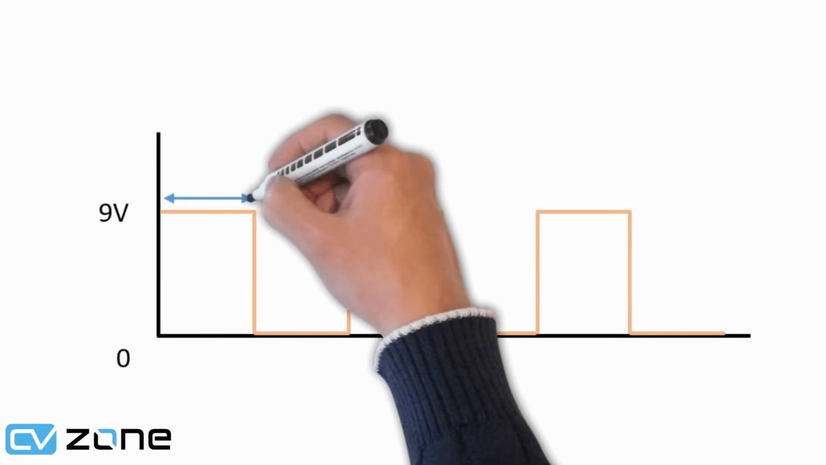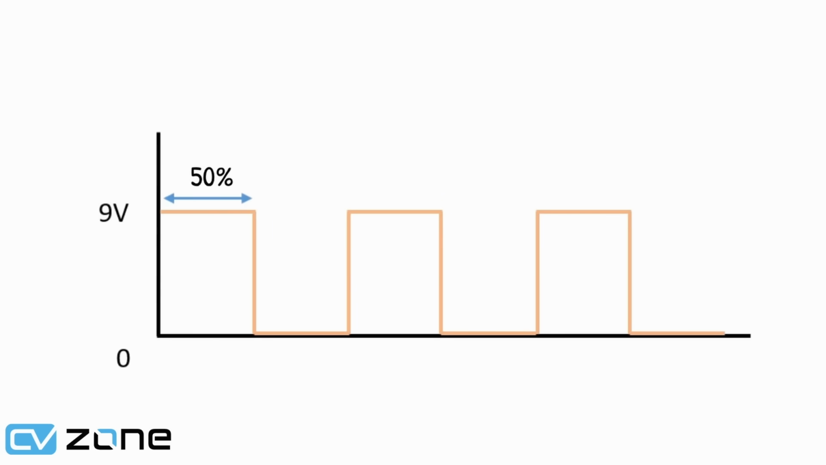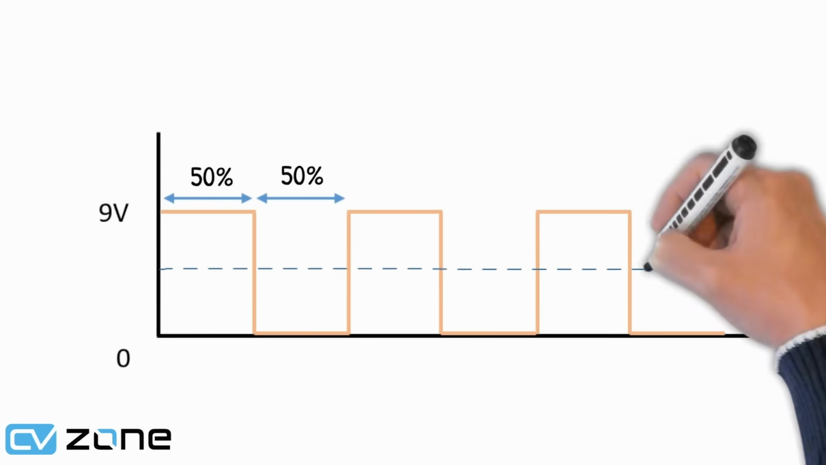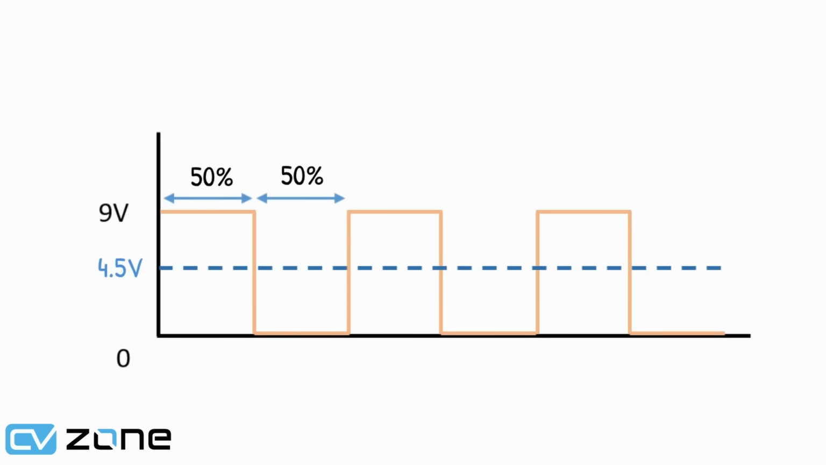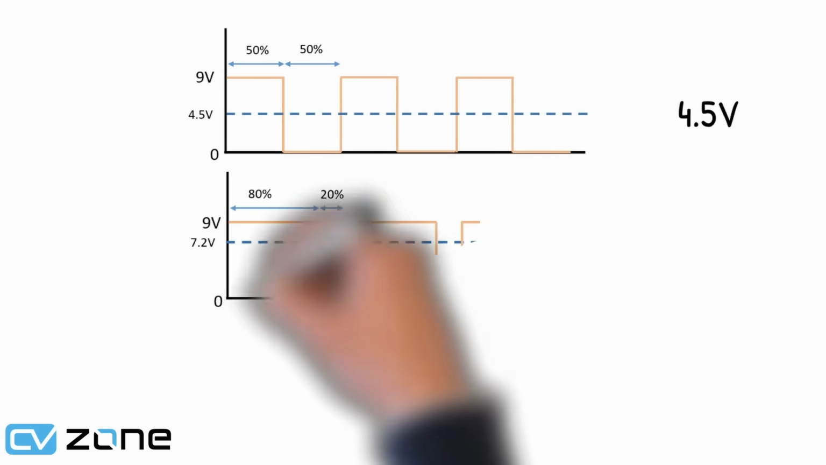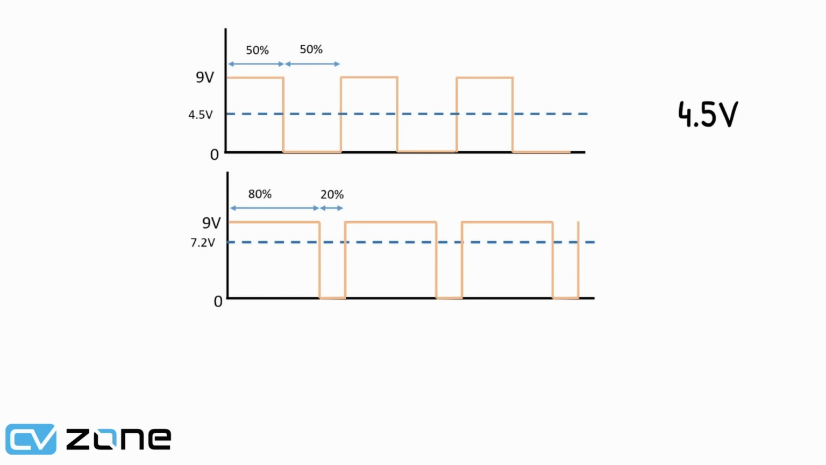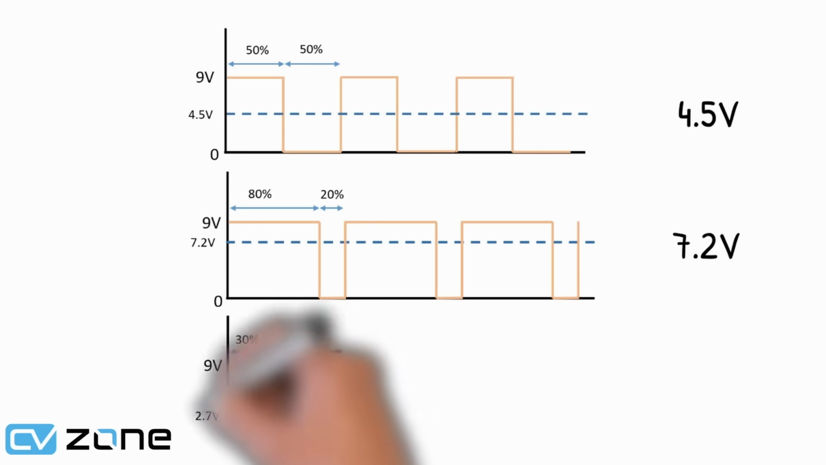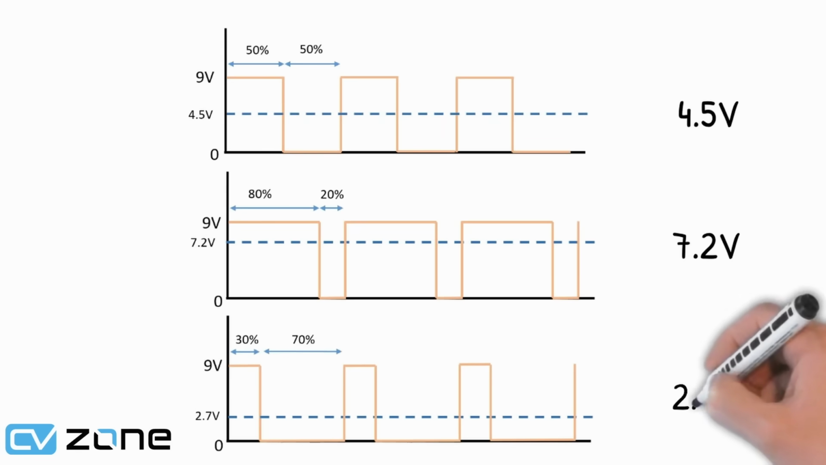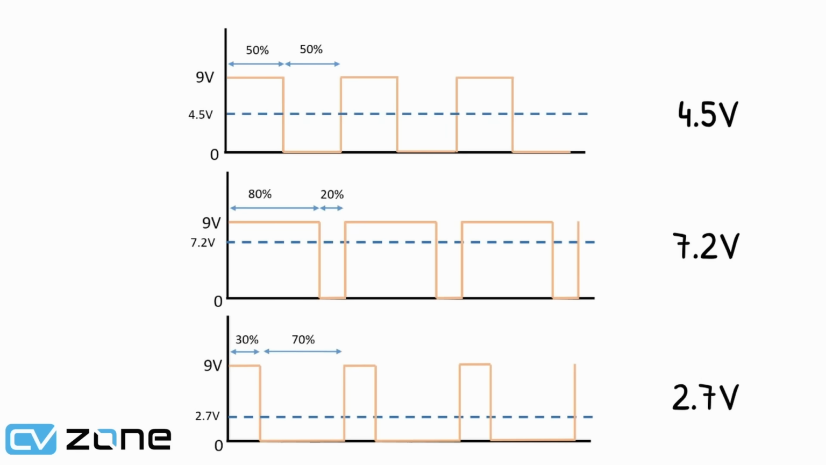So if we turn on for 50% of the time and turn off for 50% of the time, then our average voltage will decrease to 4.5 volts. Now, if we turn on for 80% of the time and turn off for 20% of the time, then our average will be higher, which will account for 7.2 volts. Similarly, if we turn on for 30% of the time and turn off for 70% of the time, the voltage will average at 2.7 volts.